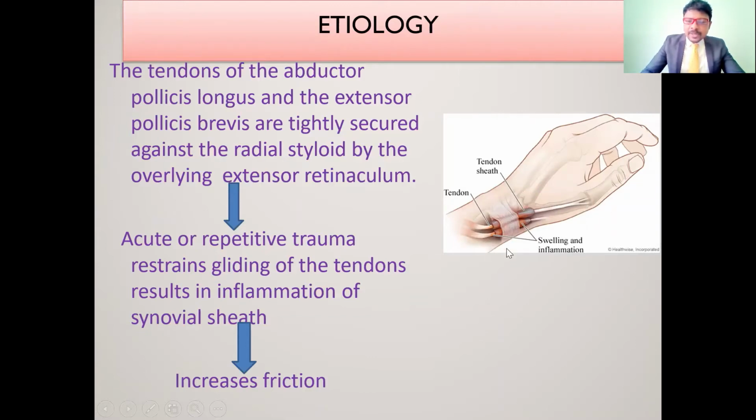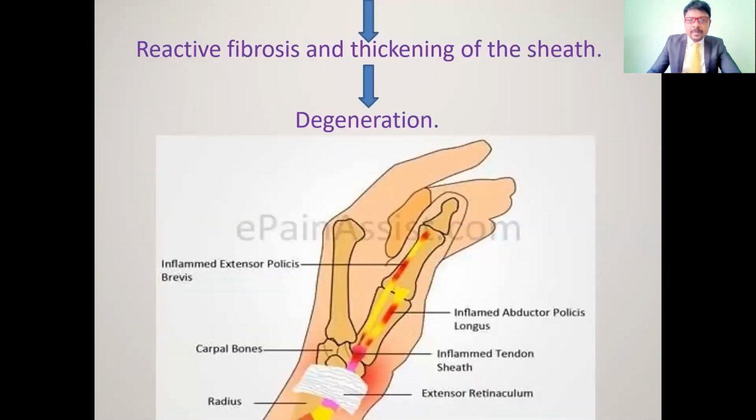So acute or repeated trauma restrains the gliding of these tendons and results in inflammation of the synovial sheath. The synovial sheath swells and becomes inflamed. So it leads to friction between these tendons and the synovial sheath. Because of the friction, the gliding is affected, and it gives severe pain in the thumb region.